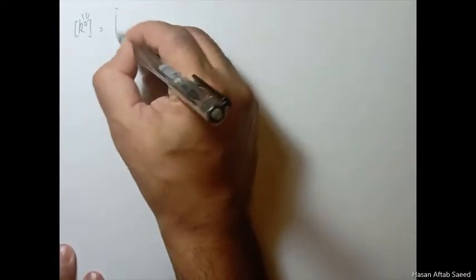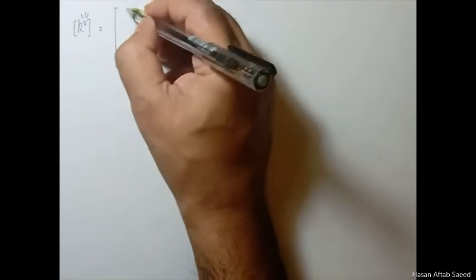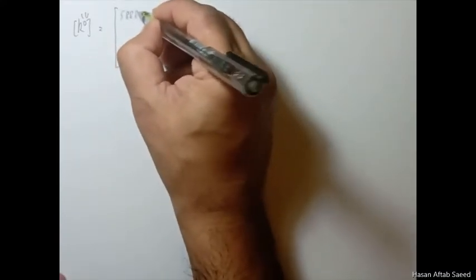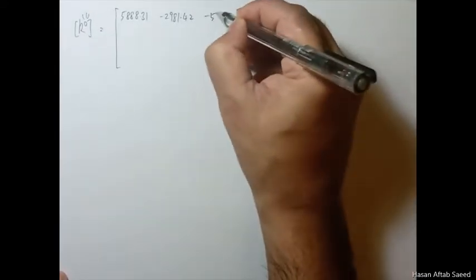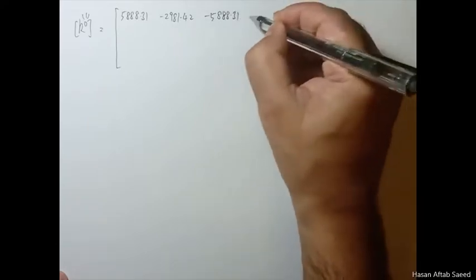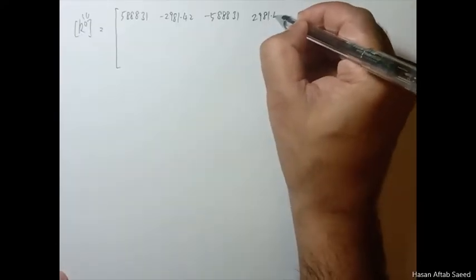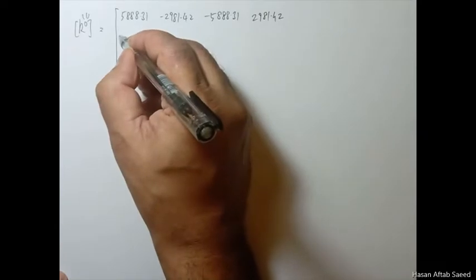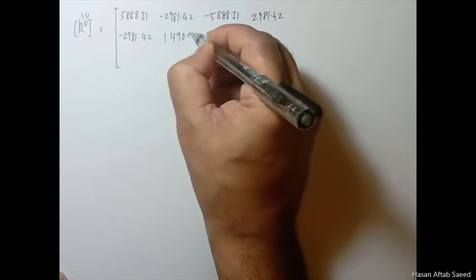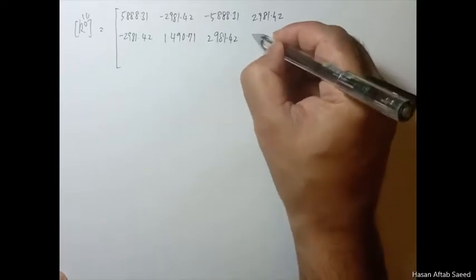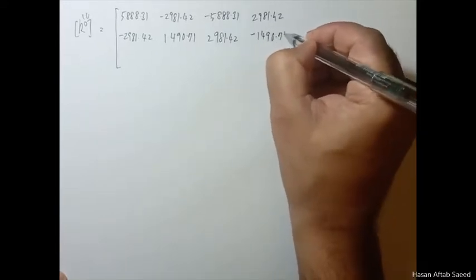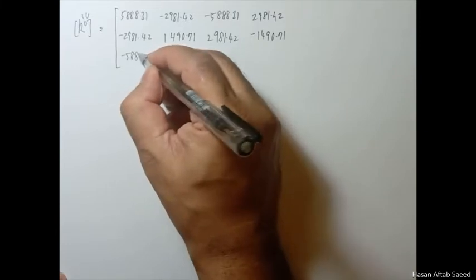Similarly, K0 1 turns out to be 5888.31, minus 2981.42, minus 5888.31, 2981.42, and here all those checks you are familiar with, rows add up to 0, all that sort of thing. Please be mindful of those, because it's very easy to make mistakes when there are a lot of numbers involved. And then 588.